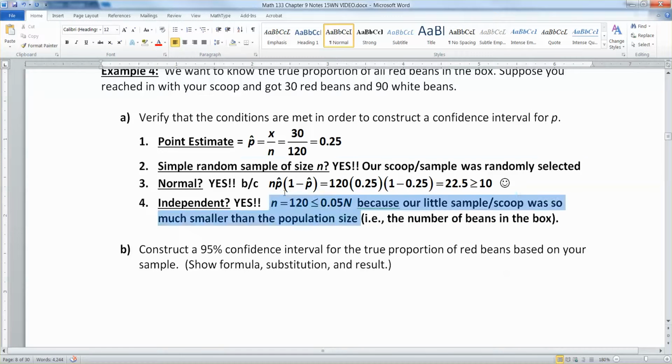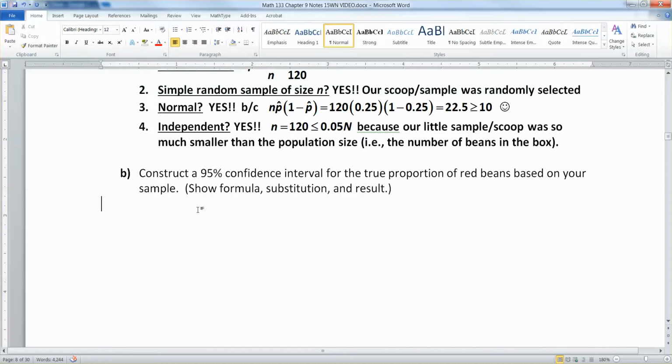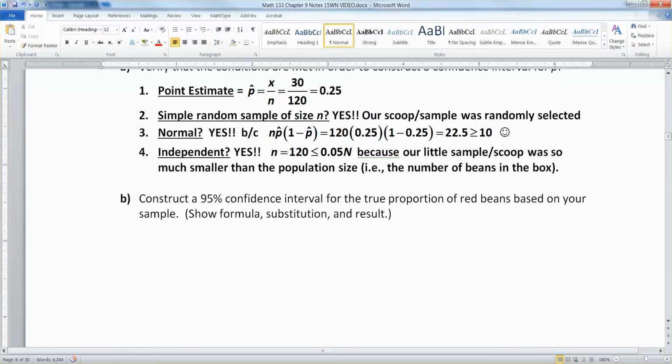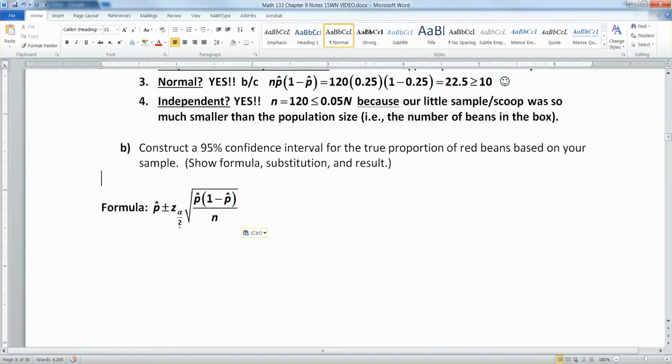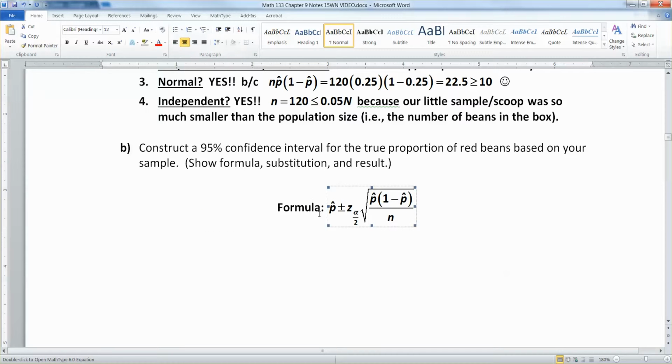All right, so now we have all the conditions met. Good job. So now we're going to construct the confidence interval, and that's going to require the formula, the substitution, and the results. And I'm not kidding around here. You actually have to show all 3 steps in order with all the parts labeled and everything. Otherwise you do not get full credit. So let's start with the formula. I know that the formula is that formula from the previous page. So it's p hat plus or minus z alpha over 2, and so on.